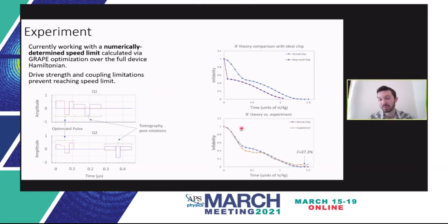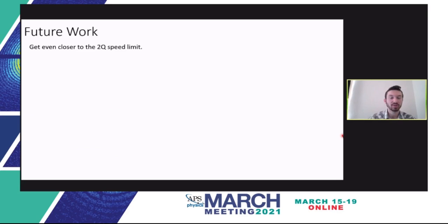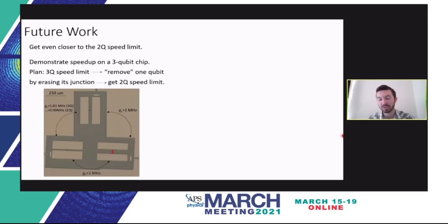So this is the data that we got. It tracks pretty nicely. There are a couple features that we're interested in understanding more about, but we got a fidelity of 97.3%, which we were pretty excited about for a first pass. Future work, we want to get even closer to that 1.0, that unity speed limit for 2 qubits. And then obviously, the main feature of this is we want to demonstrate a speed up. So we've already developed and fabricated a 3-qubit chip that has weaker couplings. And the plan is to remove one of the junctions to compare it to the 2-qubit case, which actually doesn't affect the coupling between the 2 qubits of interest that we're trying to entangle.